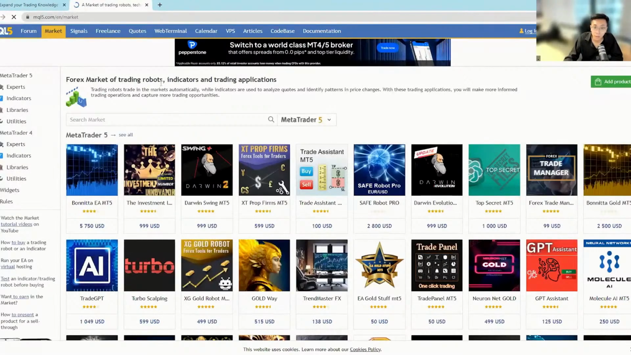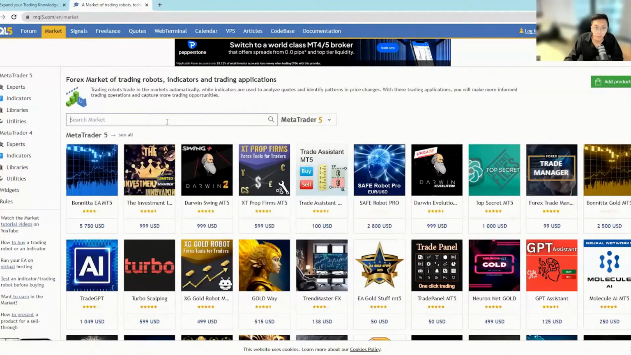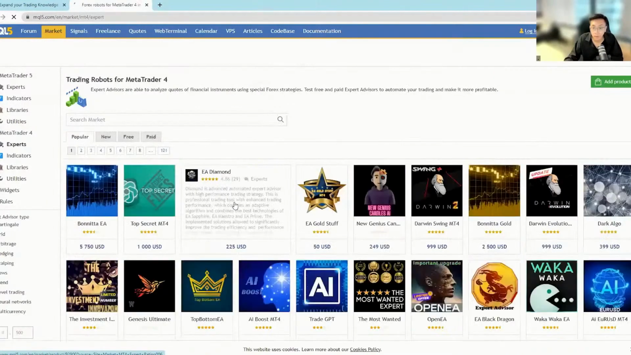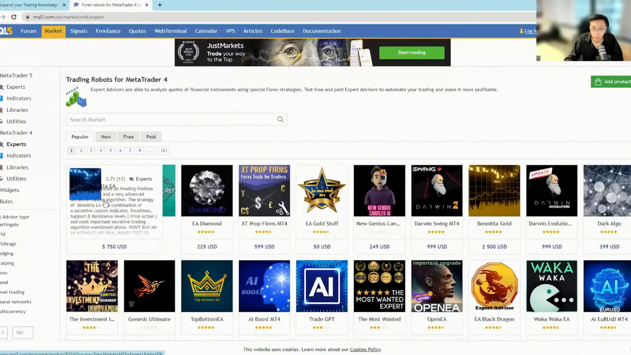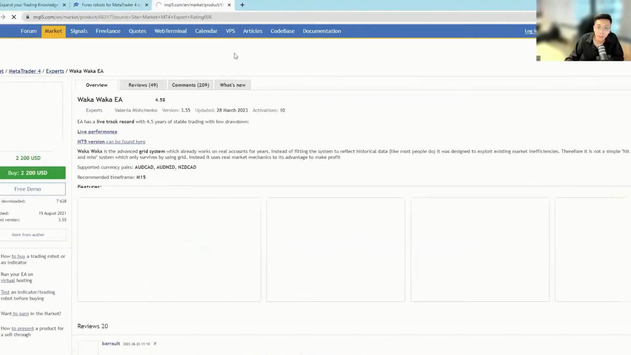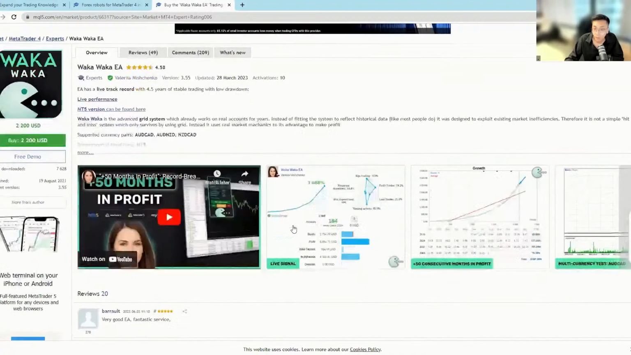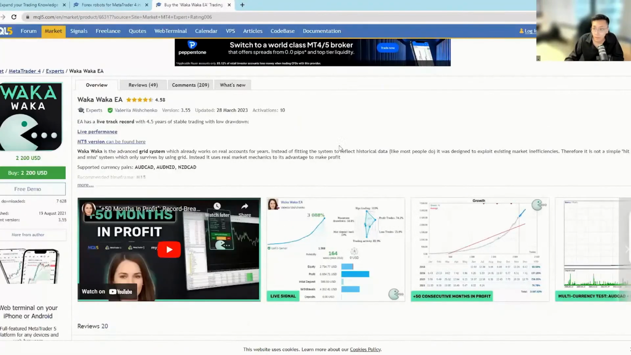Okay, as we can see from here, the market will show different trading strategies, EAs. So let's say we are looking for experts. Then there'll be, for example, one of these EAs, and it's very expensive. Let's take this EA as an example. Even though it's 2.2k USD, this EA is relatively popular in the market, and I've seen people that have used this EA or similar EAs to gain a profit.